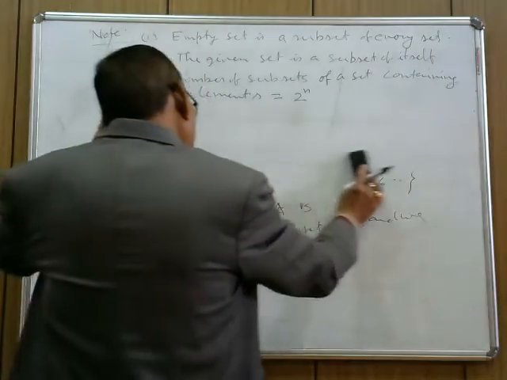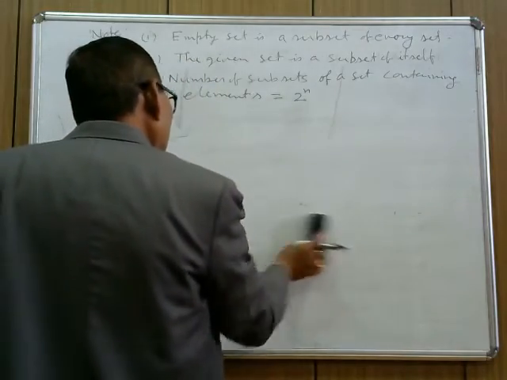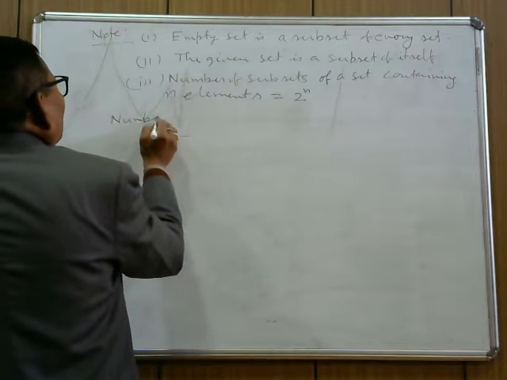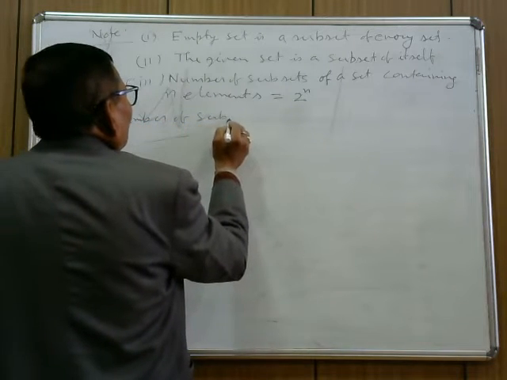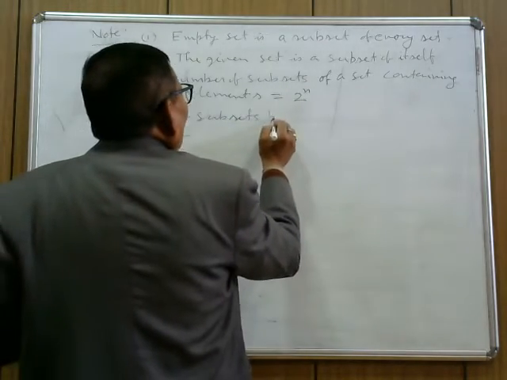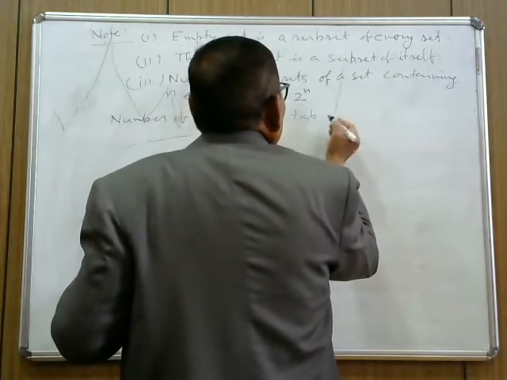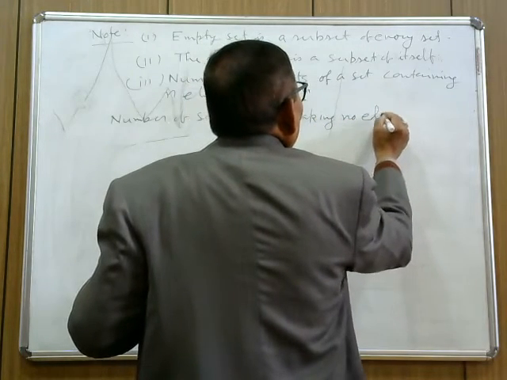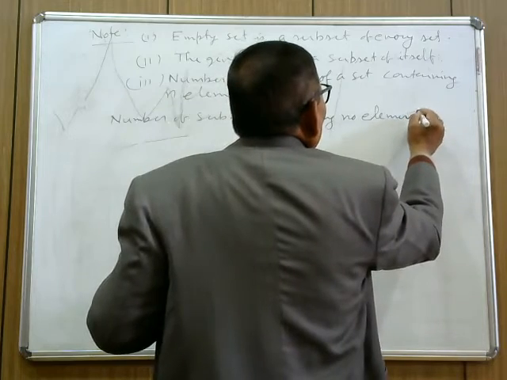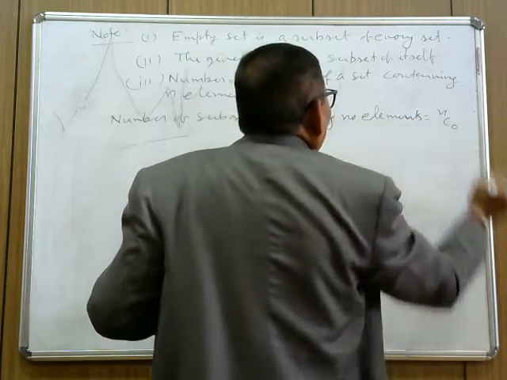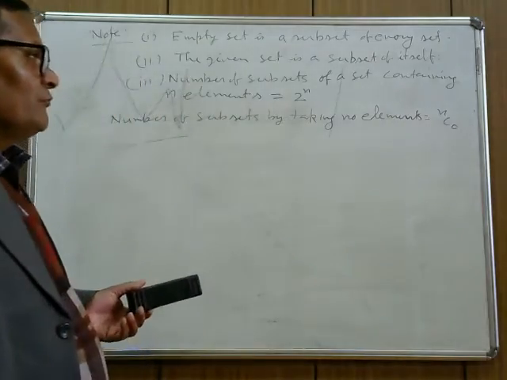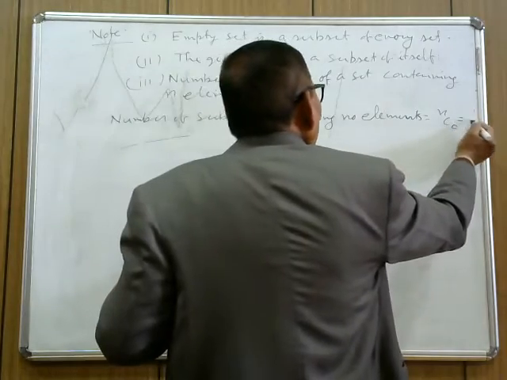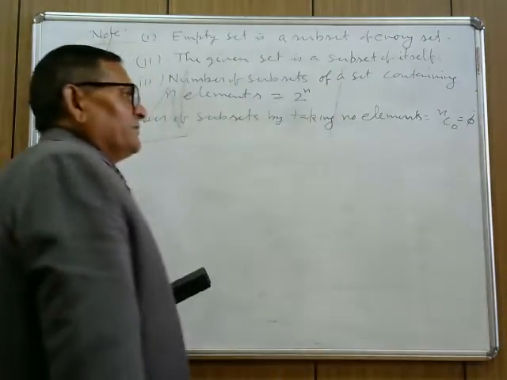Number of subsets by taking no elements, that is equal to nC0. Out of n, no one is taken for that. So that is fine, because you know that the null set, the empty set, is a subset of every set.